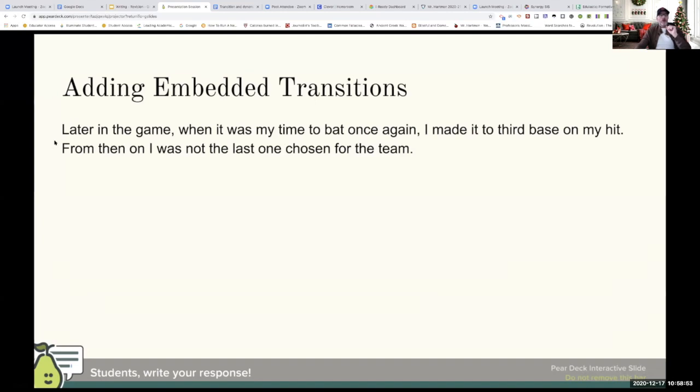So from then on is another one of those slick, sort of hidden, embedded transitions. From then on, I was not the last one chosen for the team. So that is pretty much it as far as reviewing the transition words and phrases.